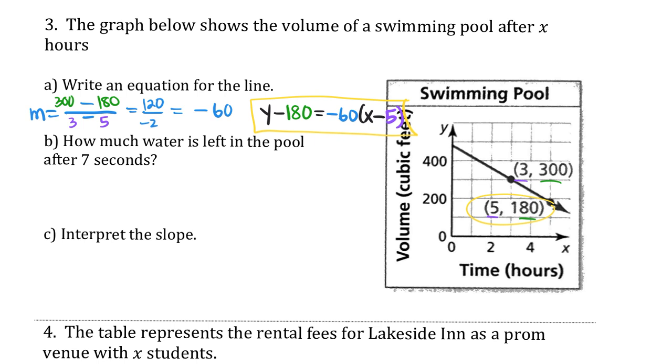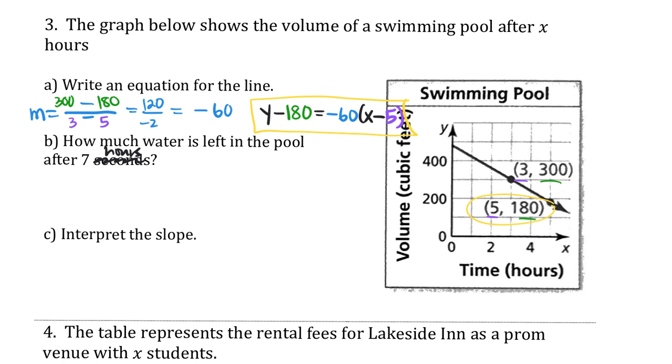Okay, for part B, how much water is left in the pool at 7 seconds? Well, that should be hours. That is a typo that I will fix. Let's make it hours. Okay, my graph does not go to 7 hours. That's out here somewhere, so I can't use the graph. I'm going to have to plug into the equation.